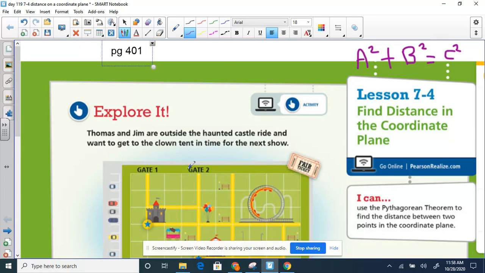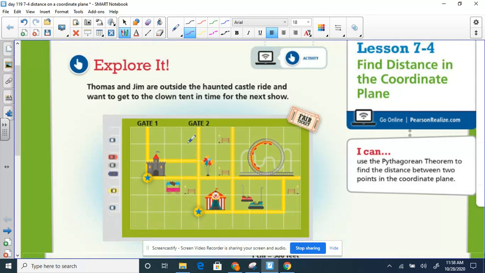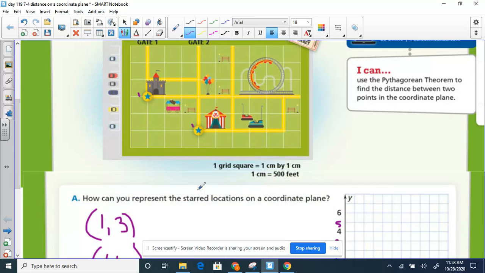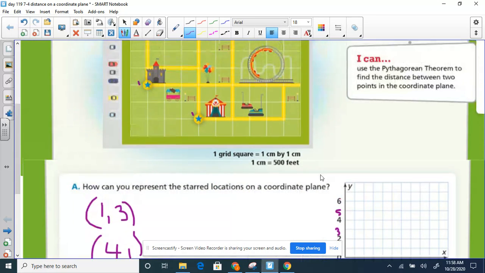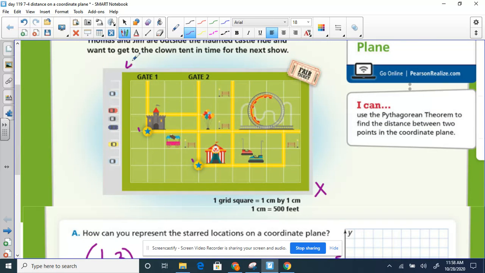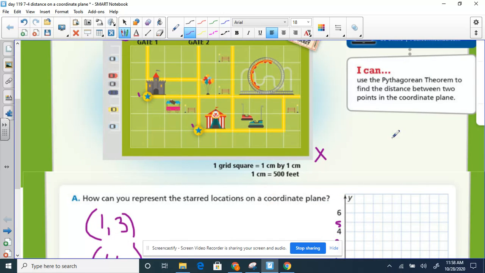So Thomas and Jim are outside a haunted castle ride and want to get to the clown tent in time for the next show. So they are right here and they want to get to the clown tent. That's where they want to go. So if we're taking a look at this, how can you represent the starred locations on a coordinate grid? Now, don't forget we have the x-axis, the y-axis goes up and down, and we know that points are x, comma, y. So when you have a coordinate, let's look at this castle right here.